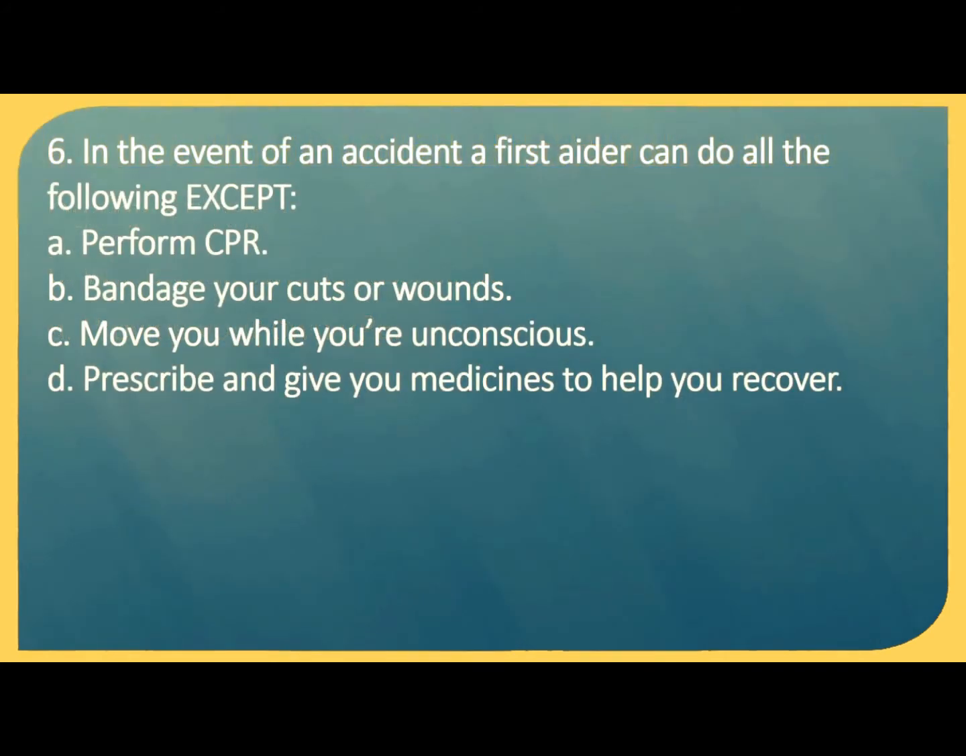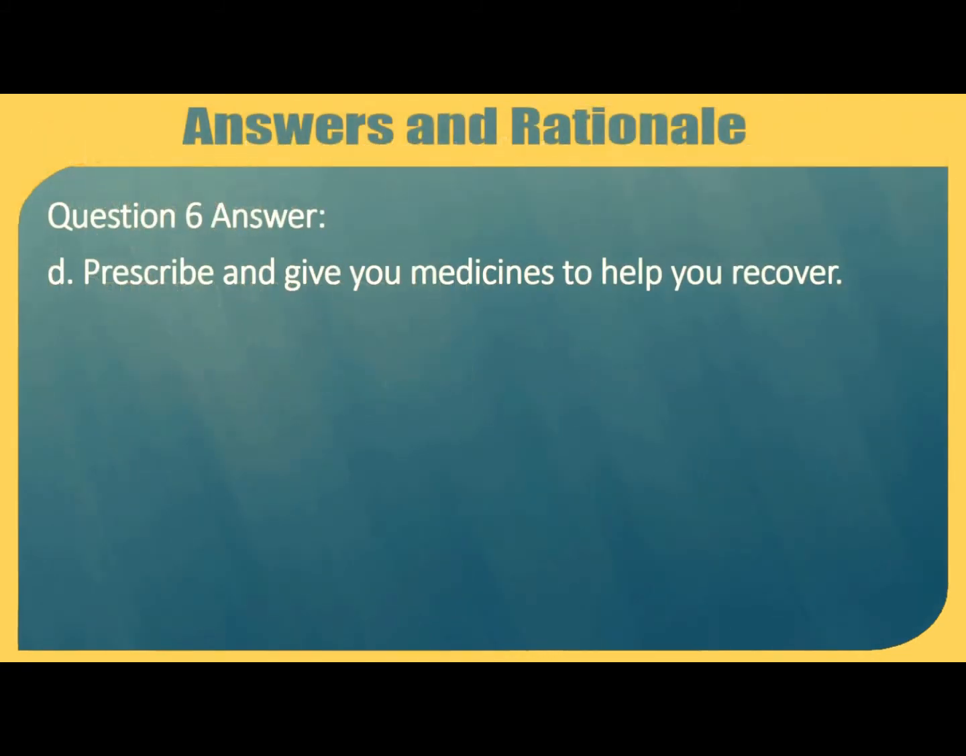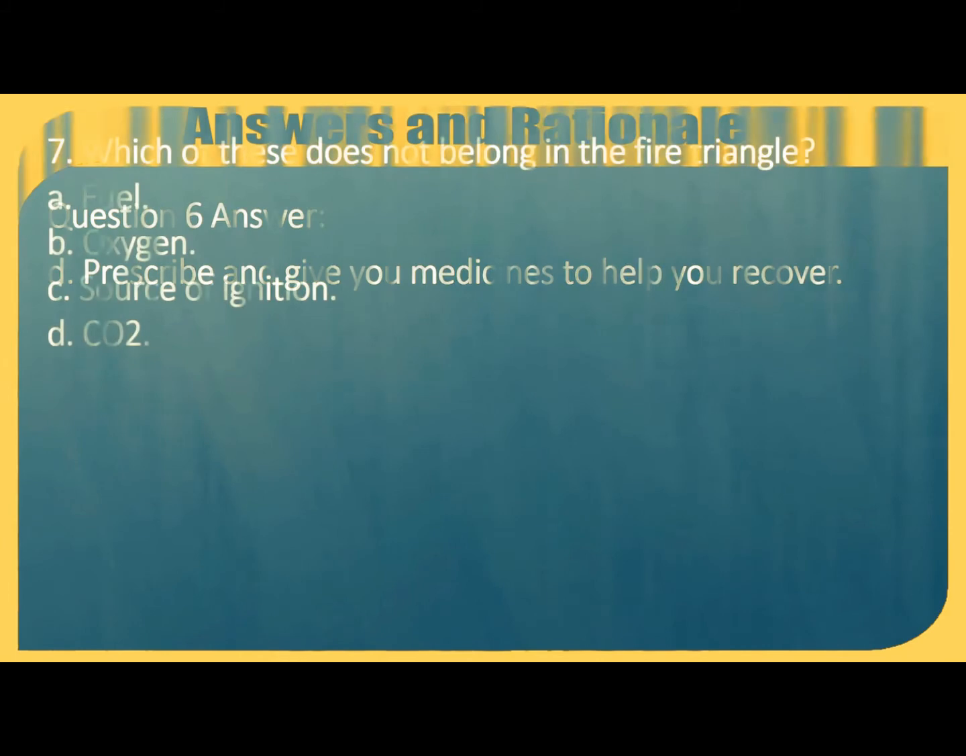Question 6. In the event of an accident, a first aider can do all the following except A. Perform CPR. B. Bandage your cuts or wounds. C. Move you while you're unconscious. D. Prescribe and give you medicines to help you recover. Question 6. Answer. D. Prescribe and give you medicines to help you recover.